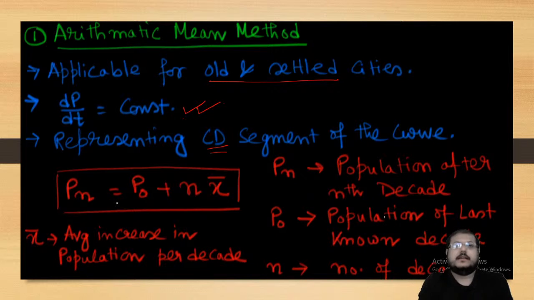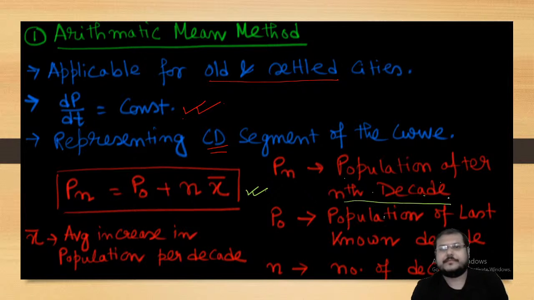Now, statistically, it is represented by an equation: Pn equals P naught plus N x bar, where Pn is the population after the nth decade. A decade means 10 years. And P naught is the population of the last known decade. This is very, very important.